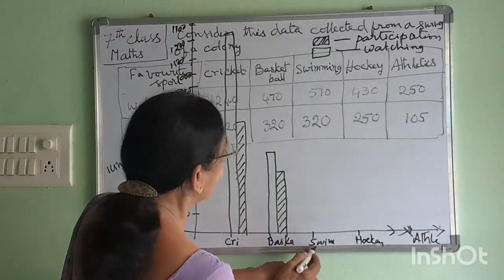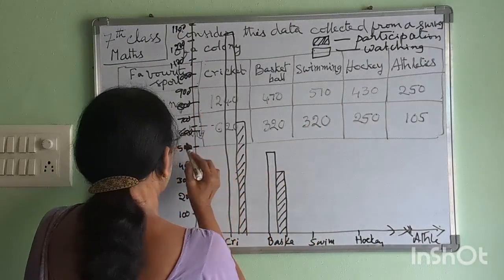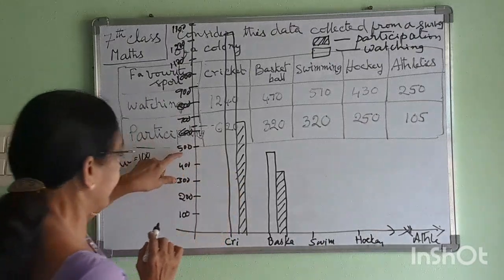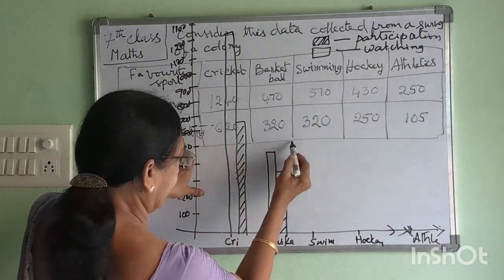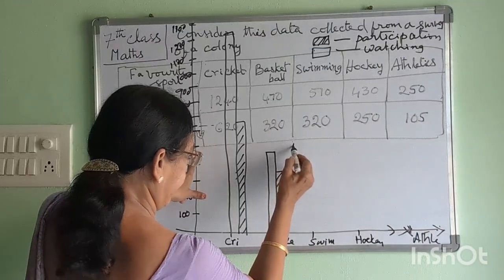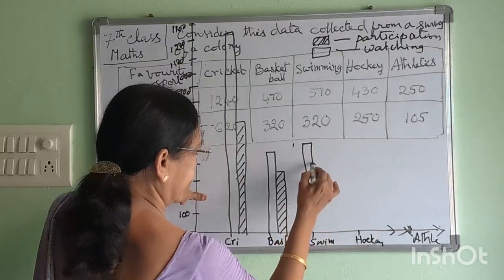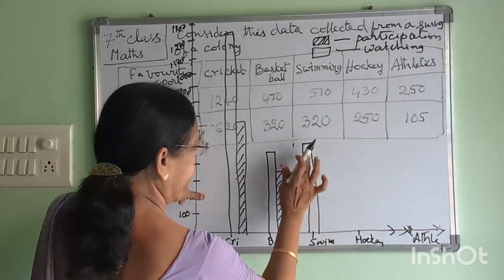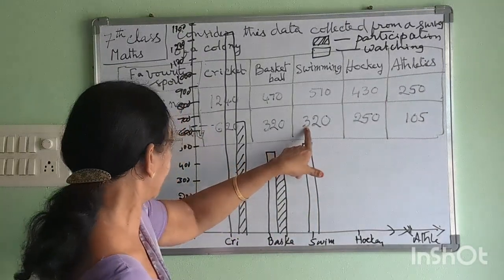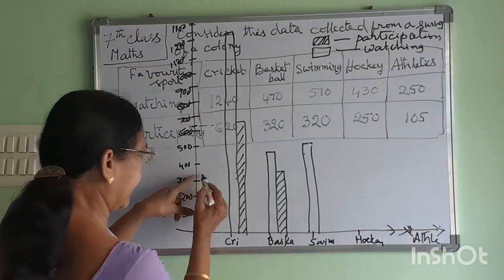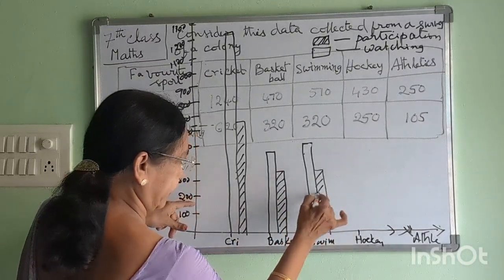Next, swimming. Swimming is watched by 510. Here on the scale, here 500, there 510, a little taller. This is 510. Swimming is watched by 510 and participated in by 320.